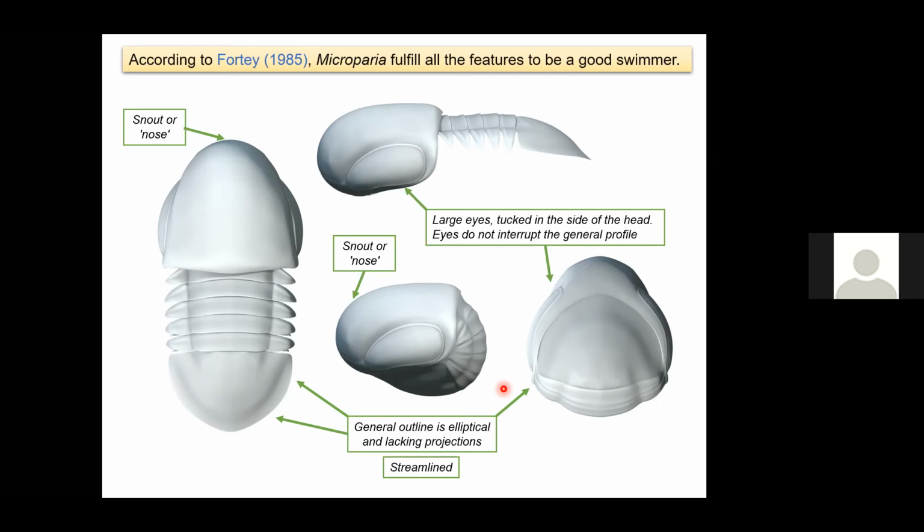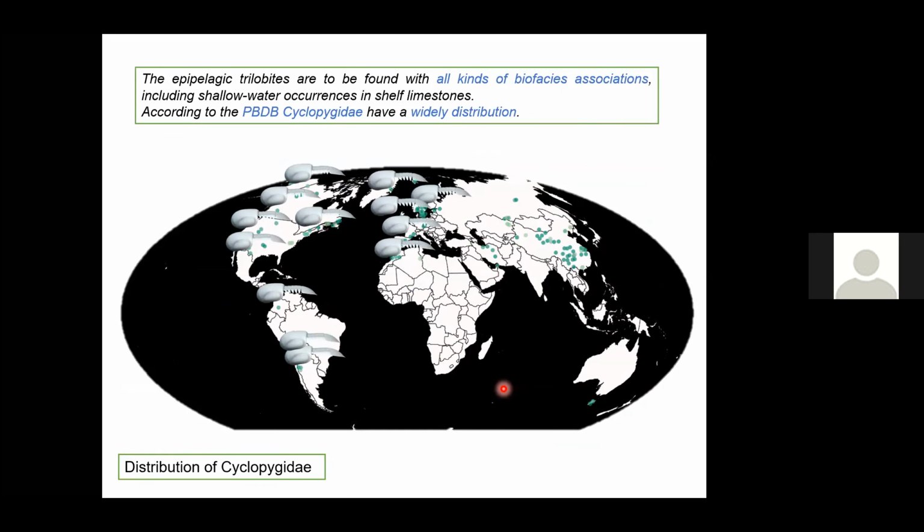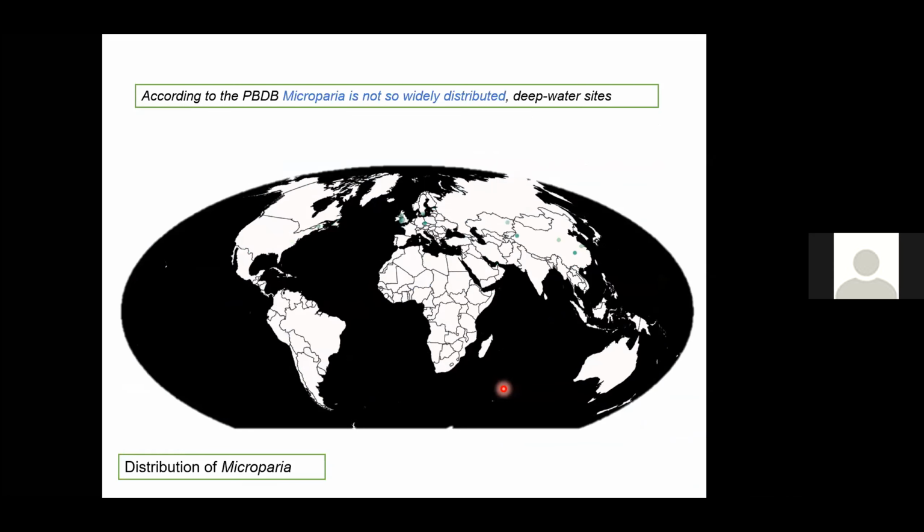But Richard Fortey also put other criteria in this. He wrote that we also need to see the environment and the geographical distribution. So we wanted to see what the geographical distribution of this trilobite is. According to the PBDB, the Cyclopygids have a wide distribution in North America, South America, Europe, also in Asia, China and Australia. However, Microparia is not so widely distributed. They are in deep water sites. Also, it's important to mention that other Cyclopygids are in many different sites, deep water and shallow water. But in the case of Microparia, it's found only a little bit in North America, in Czech Republic. The specimens today are coming from Czech Republic, England, and just a few sites in Asia. And we don't have this genus in Australia.